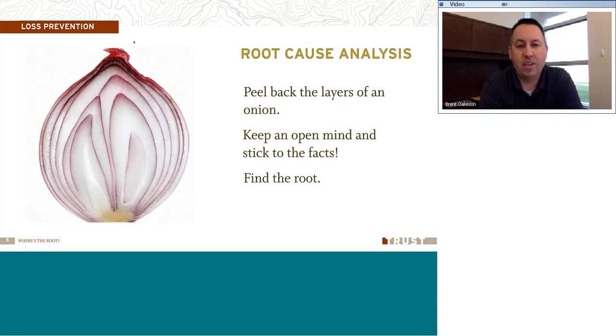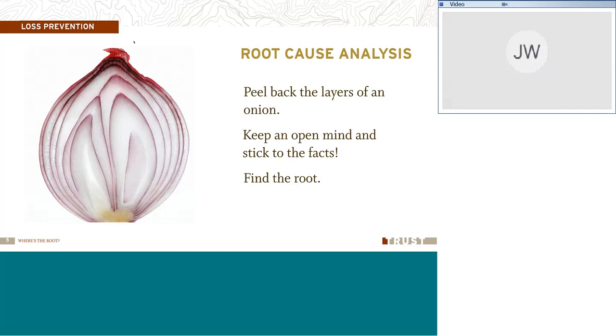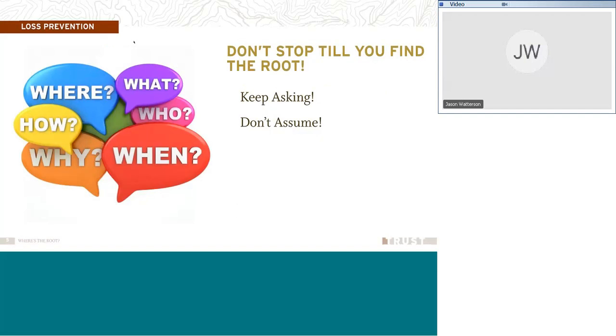And it's like that with a root cause analysis. You've got to go layer by layer. You've got to keep asking questions, sticking to facts, getting to the real reason, the real root cause of why an accident happens. And so that's what we want to look for when we do these. We don't want to stop until we find that root cause.